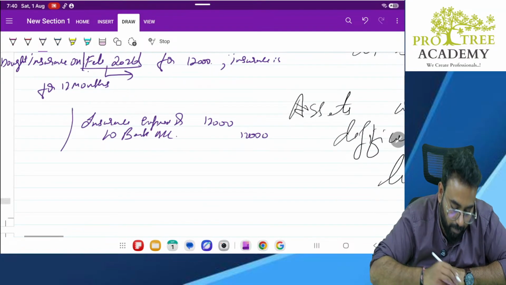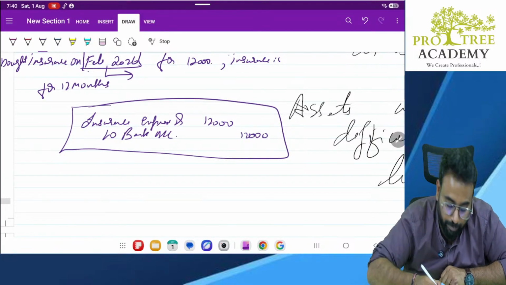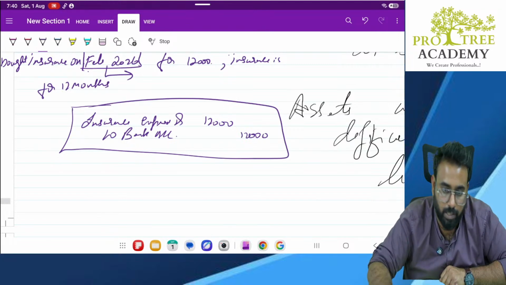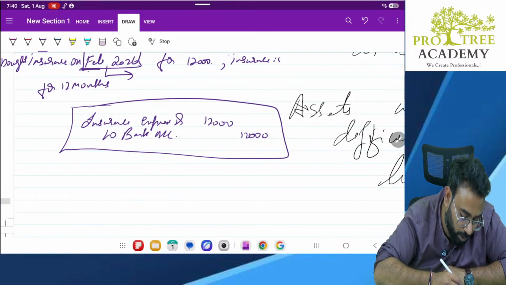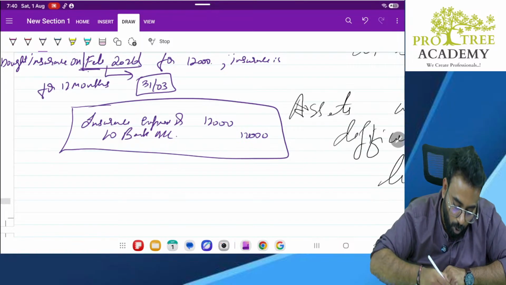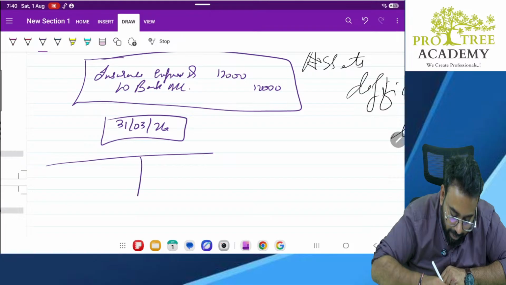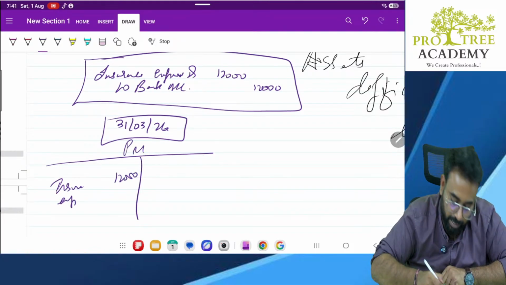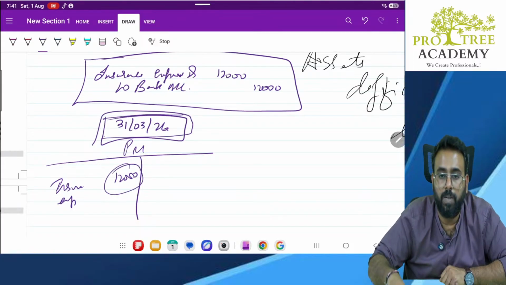Good, very good. Simple question to you: insurance is for how many months? 12 months. When did you purchase the insurance? February. When are your books getting closed? On 31st March. So on 31st March 2026, you have recorded in your P&L insurance expenses of 12,000 rupees. Correct? Yes, sir.